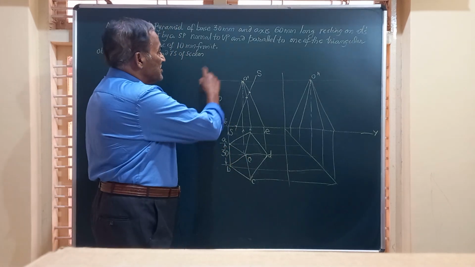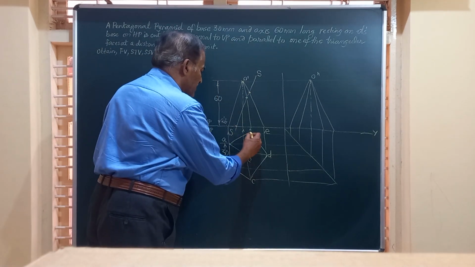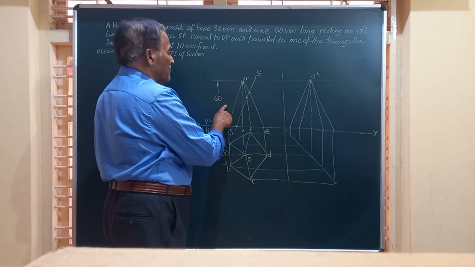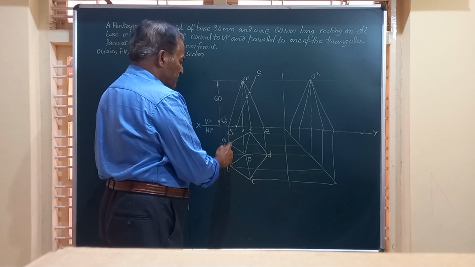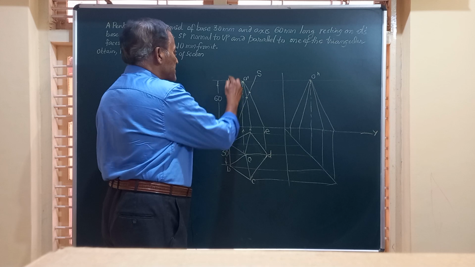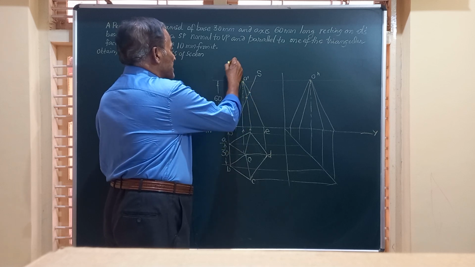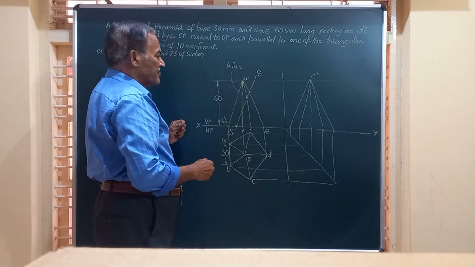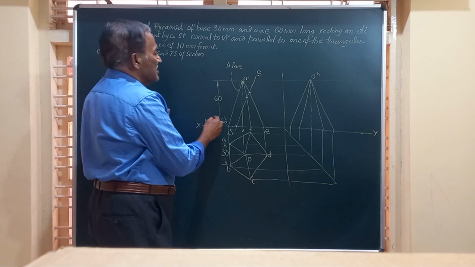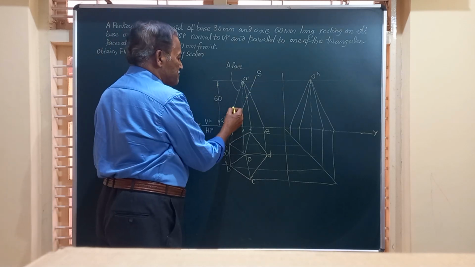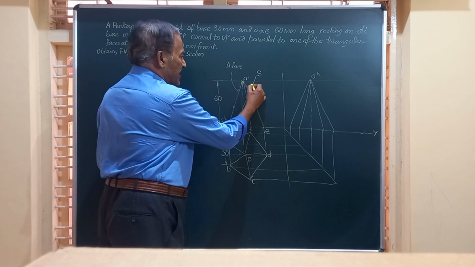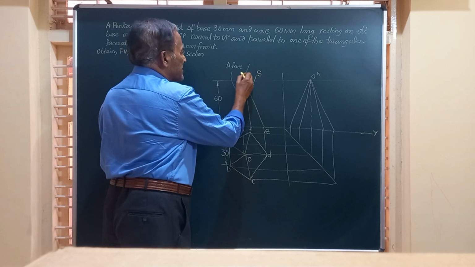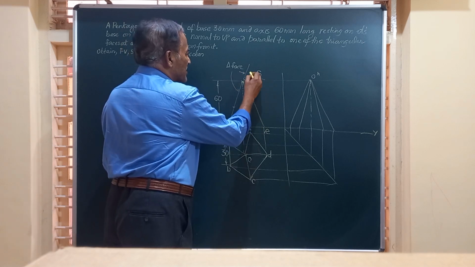Friends, for the given statement, I have constructed a pentagonal pyramid to the given dimensions of height 60 and side 30, such that one of the triangular faces, represented by this line, appears as a line in the front view, and the section plane is parallel to the triangular face. That is to say, this line is parallel to this and is at a distance of 10 millimeter. So I will show that distance 10 millimeter here.